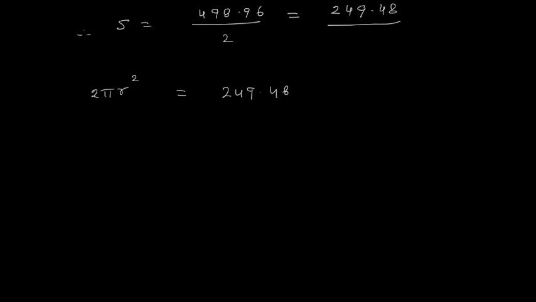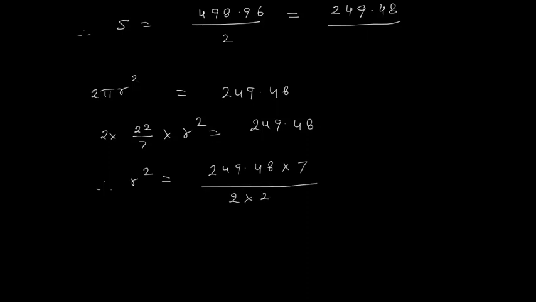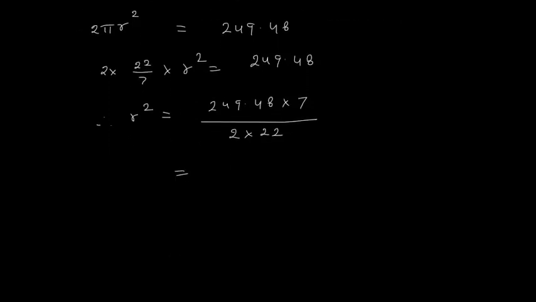So here I have 2 into the value of pi, which is 22 upon 7, into R square, equals 249.48. Therefore the value of R square will be 249.48 multiplied by 7 divided by 2 into 22. Let us see if it is divisible by 22. For that, it must be divisible by 11. First let us divide by 2.